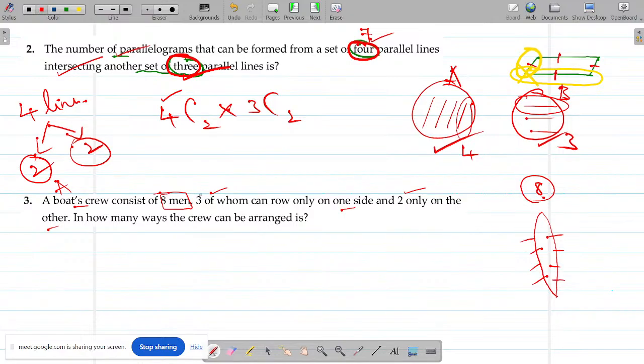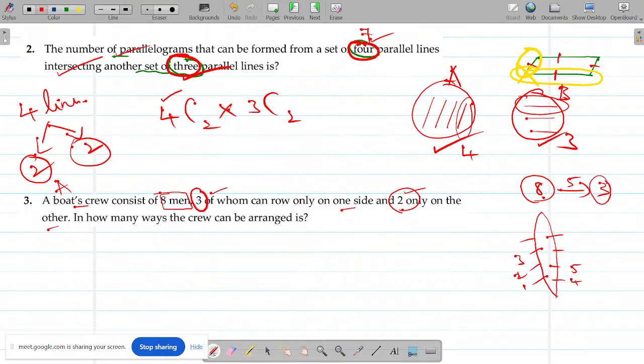Thus, the restriction says three of whom can row only on one side. They are not mentioned left side or right side, so let me have it as any one side. So three persons I fix over here. One, two, and three. Two only on the other side. So four and five. So these five persons are restricted. Now if I remove these five, I have only three persons left out. I have to arrange these three persons, not actually arrangement. This is a combination problem. I have to fix it.